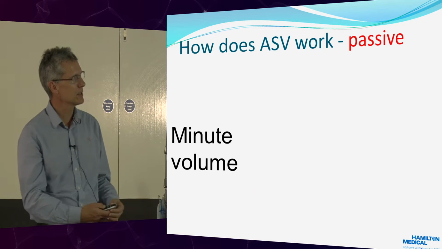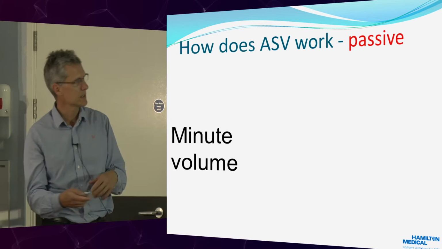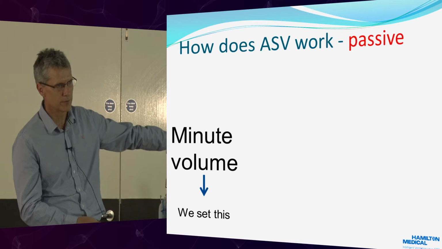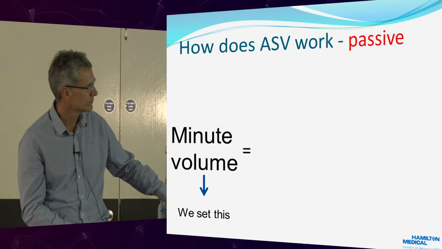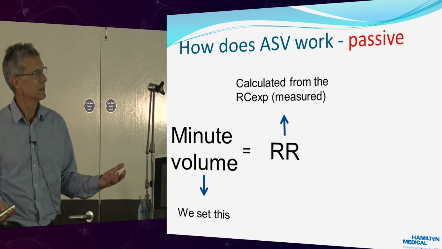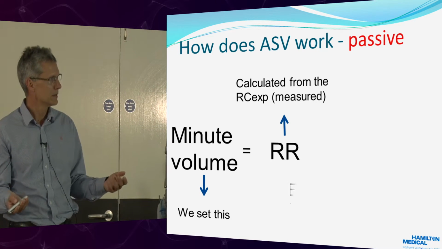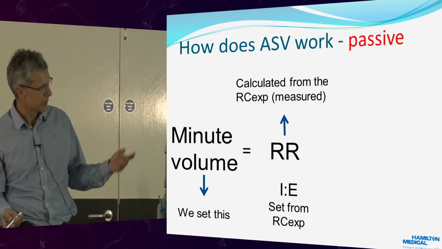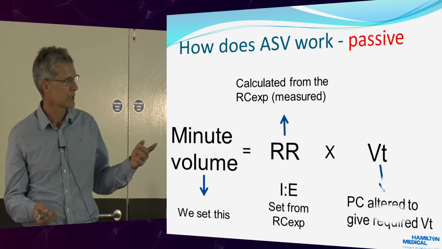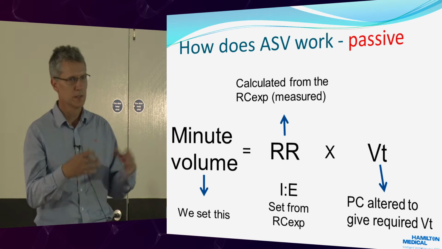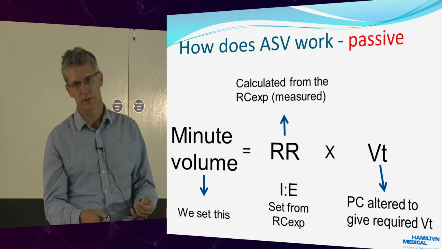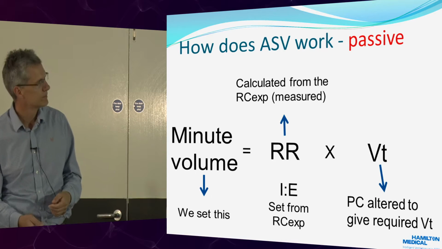So in the passive patient, so this is the patient who's paralysed, you set the minute volume on the ventilator. This is your minute volume, percentage minute volume. The respiratory rate, so the time constant is measured. And then because you know these two things, the tidal volume, the pressure control is automatically adjusted to give you this tidal volume that's required. This is how the closed loop works. And it varies from breath to breath, yeah?